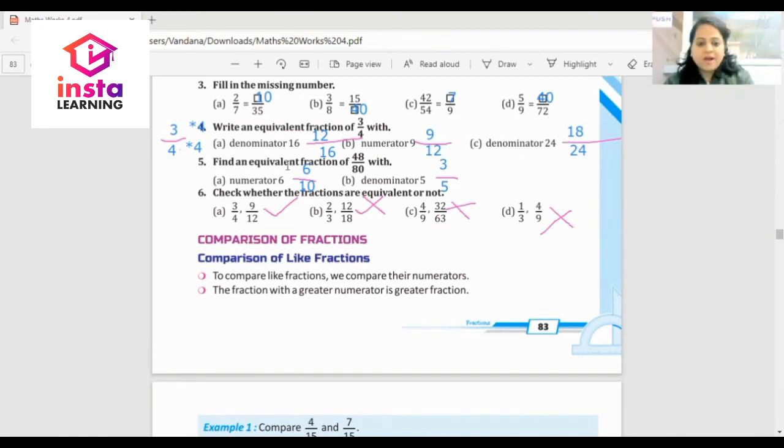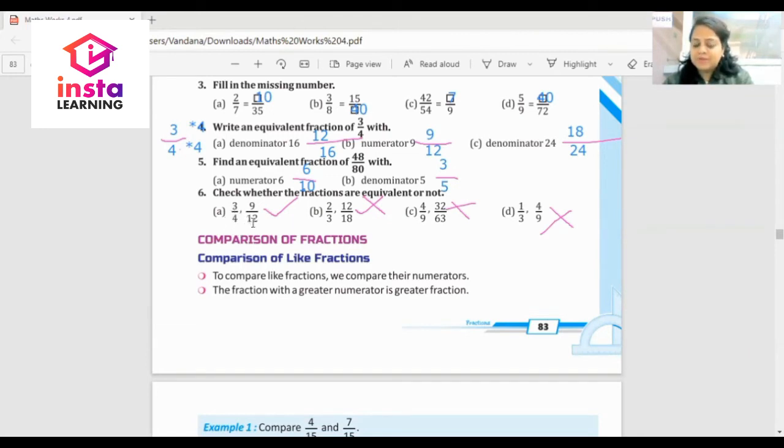Very good. Find equivalent fraction of 48 upon 80. So numerator should be 6. So your answer denominator is your 10. Okay. And the denominator is 5. Then you will get numerator as 3. Okay, students, just do it in your notebook. Yes, very good. Now question number 6, check whether the fractions are equivalent or not. So you have to do the cross multiplication for getting the answer.